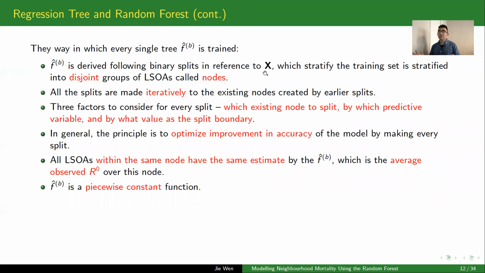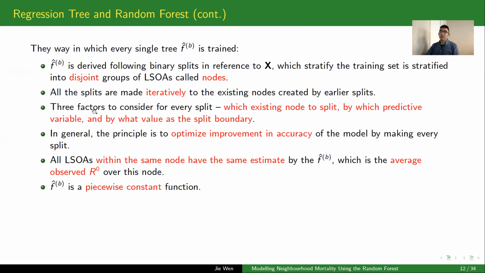So the way in which every single tree is trained is as follows. Briefly speaking, every tree is derived following binary splits in reference to the socioeconomic variables. All of these splits stratify the training data sets into disjoint groups of RSOs, and these groups of RSOs are called nodes of the tree. All of the splits are made iteratively in different steps to those existing nodes created by the earlier splits, which is like a hierarchical structure chart.